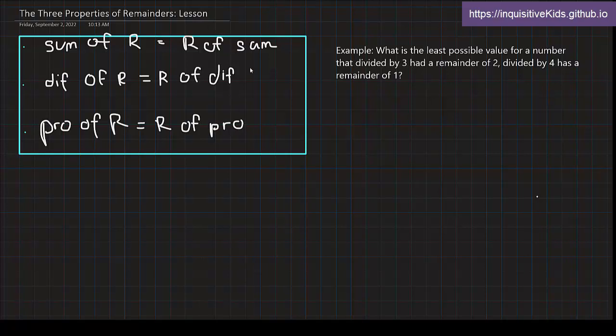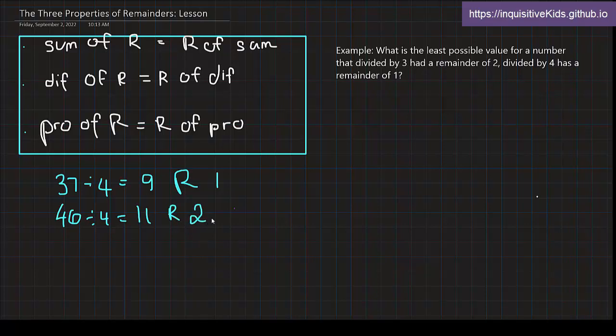Let's first look at the first property, sum of remainders is equal to the remainder of sum. If you have, for example, 37 divided by 4, you'll get a quotient of 9 and a remainder of 1. If you take another number, for example 46 divided by 4, you know that the quotient is 11 and it has a remainder of 2.